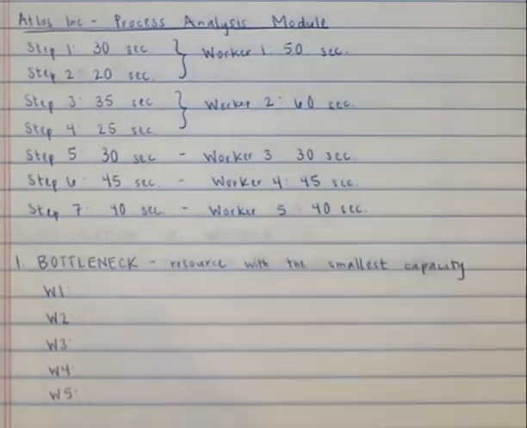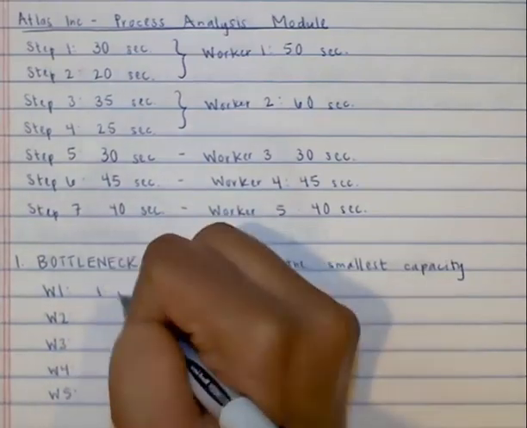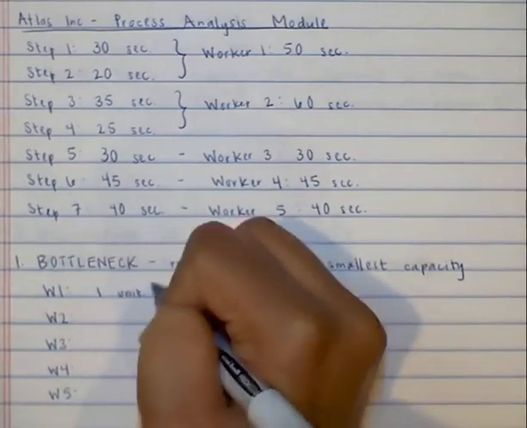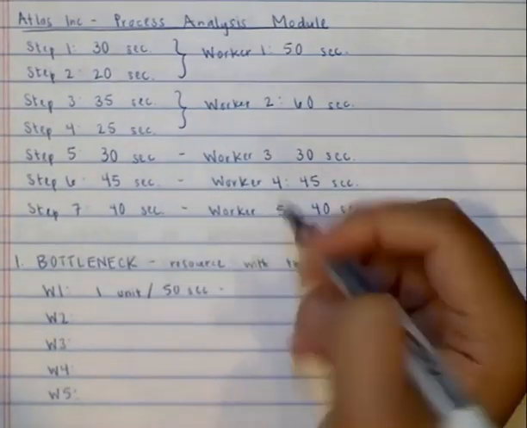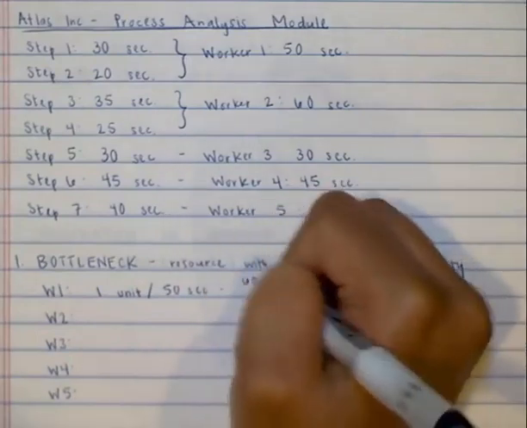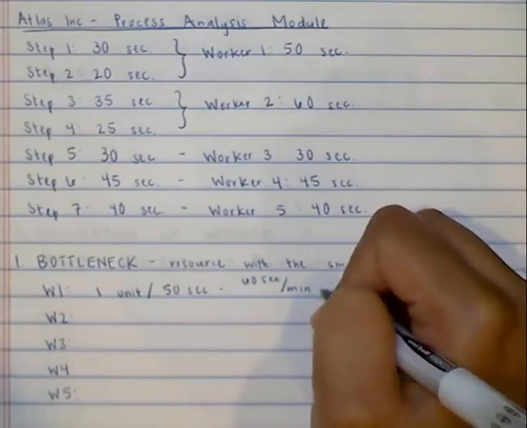The first question asks us about the bottleneck. Recall the bottleneck as the resource with the smallest capacity. Let's consider each worker's capacity. Worker 1 has a capacity of 1 unit per 50 seconds. Multiplying this by 60 seconds per minute gives us 1.2 units per minute for worker 1.